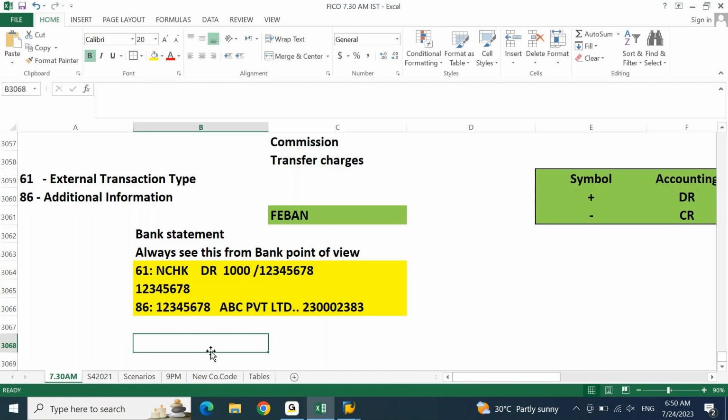Go to electronic BRS statement, upload the statement as it is. Whatever is matching, it will process. Whatever is not matching will appear as unreconciled transactions. These unreconciled transactions you need to reprocess or you need to verify from FEBAN.